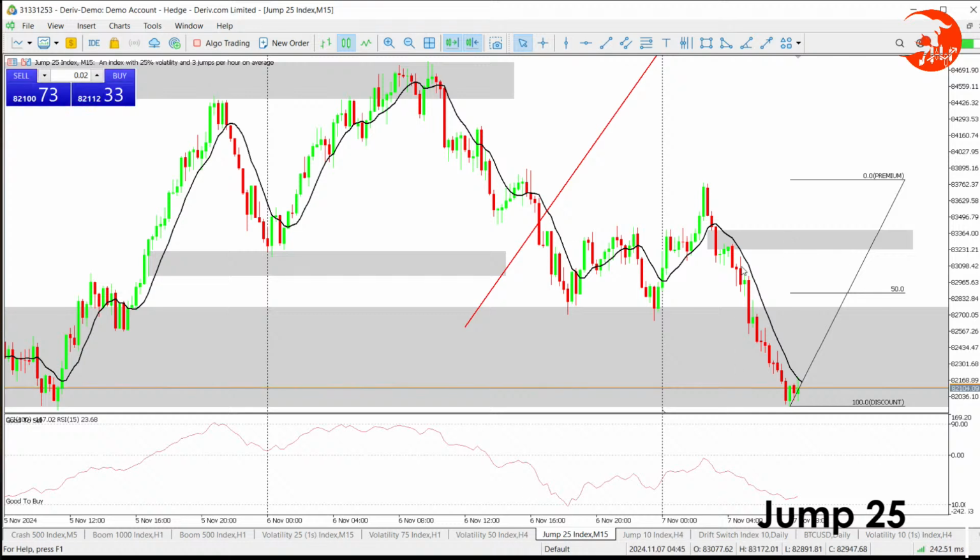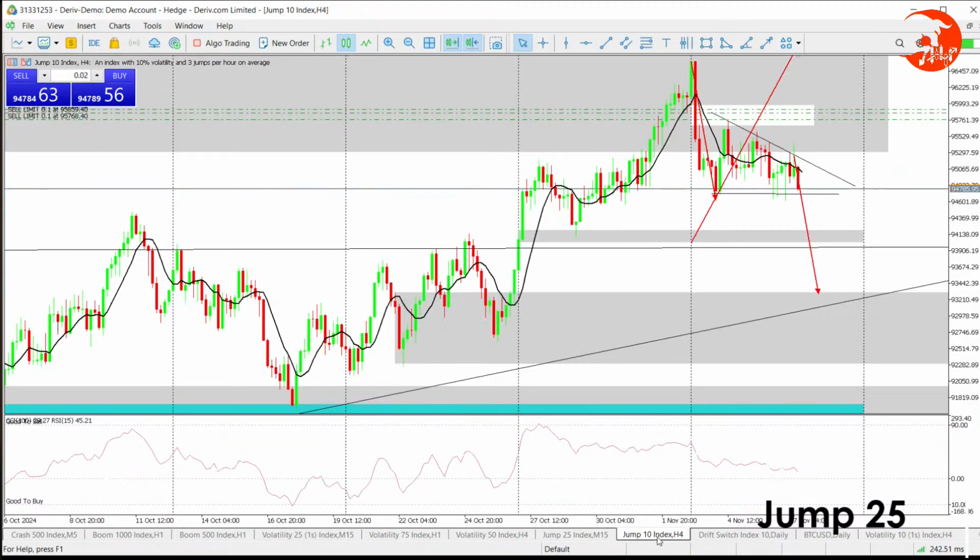All right, I think I leave this at 15. Let me leave it at M15, and we head over to our last asset of the day, and then we can call it a day. This is Jump 10.